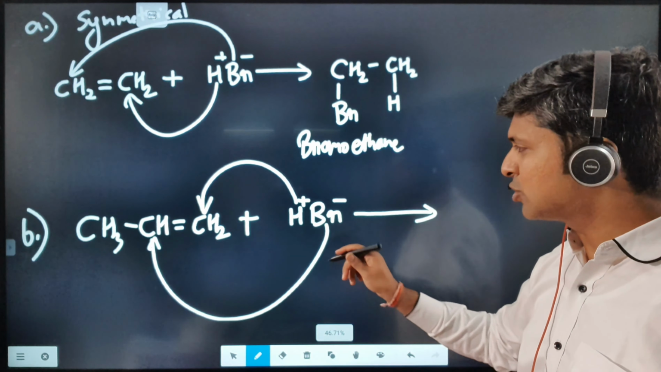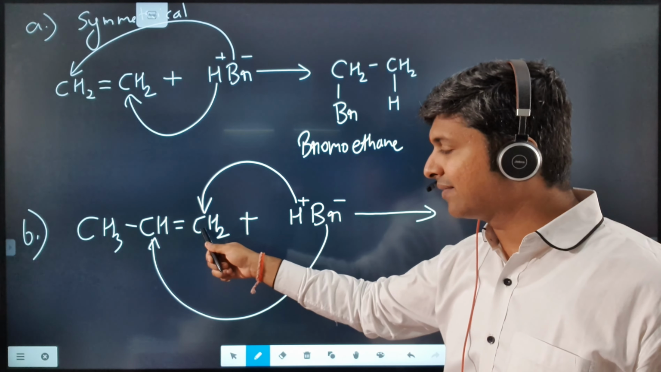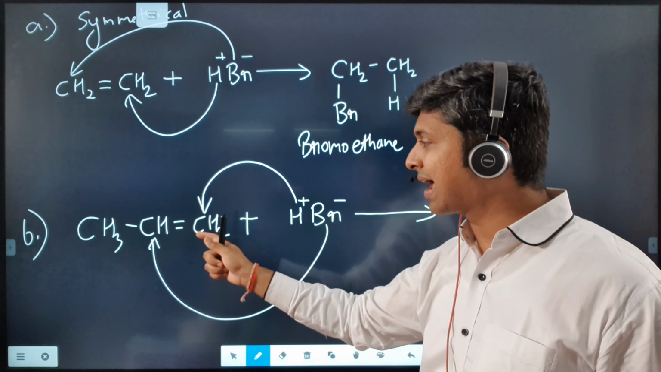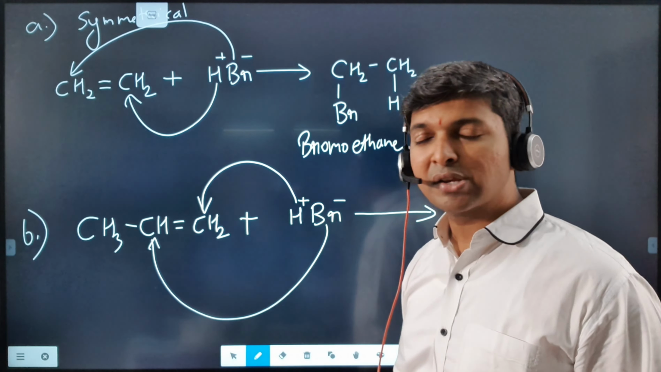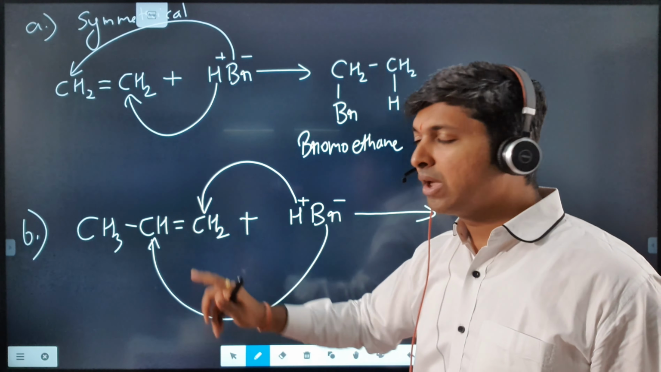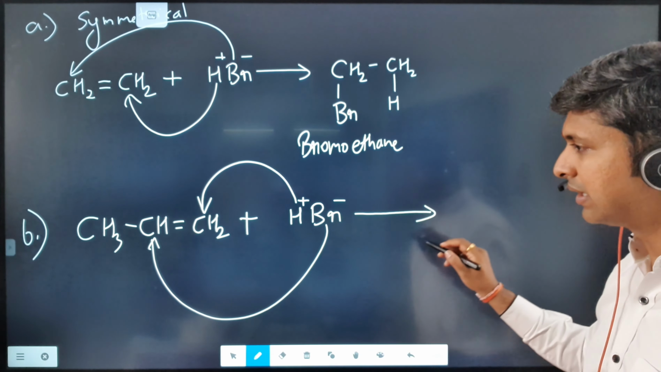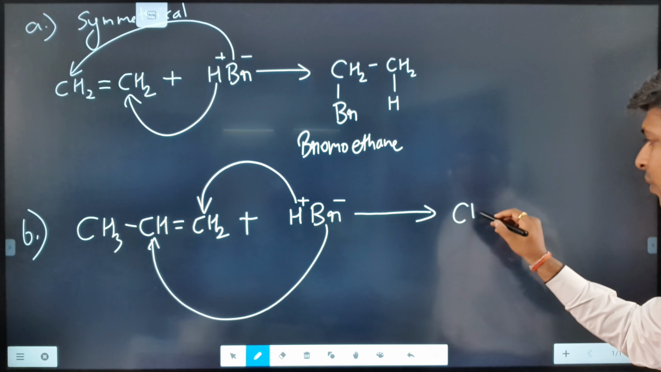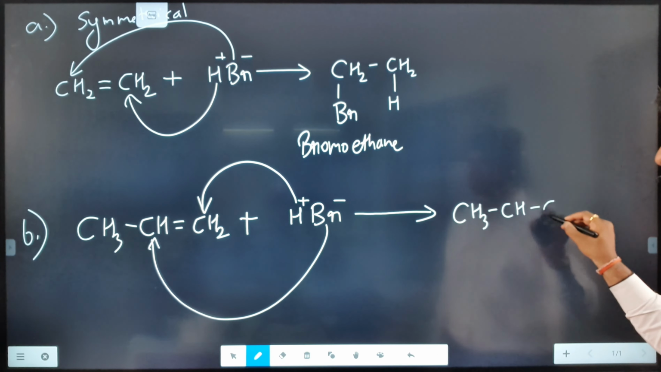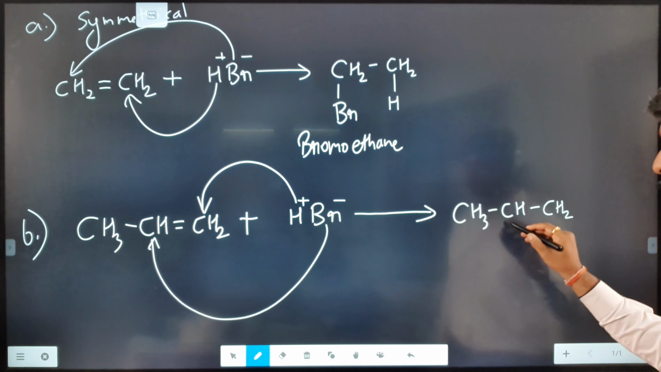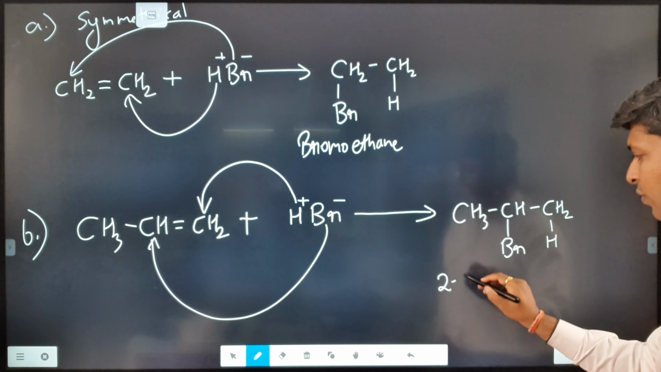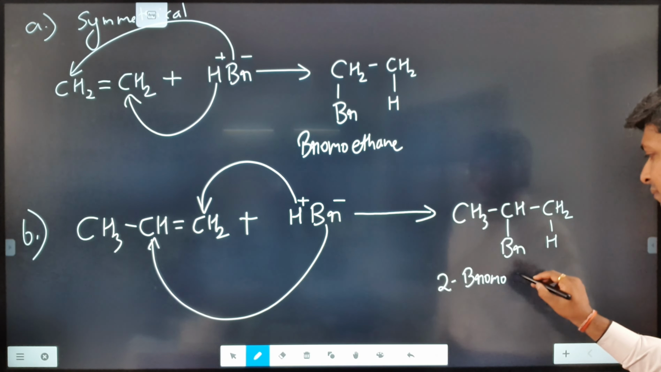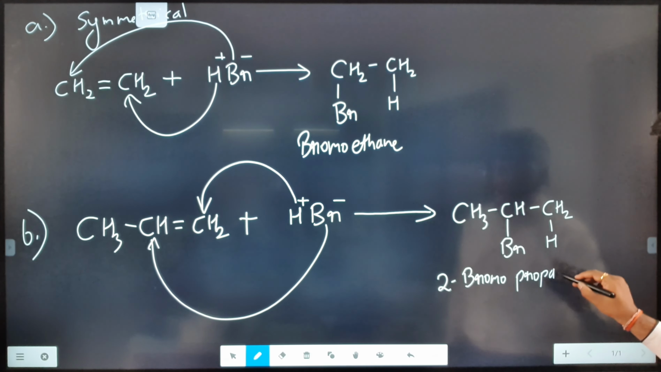So in short, our positive part will get attached to the carbon on the double bond which has the most number of hydrogens. And the negative part will get attached to the carbon having the least number of hydrogens, although it should be in conjunction with the double bond. Okay, so what do we get over here? CH3, CH single bond, CH2. So we attach a Br over here and we attach a hydrogen over here. So we get what? 2-bromopropane. Right? 2-bromopropane.